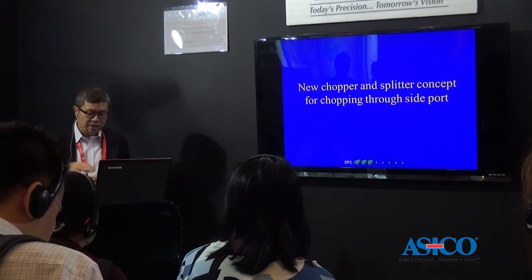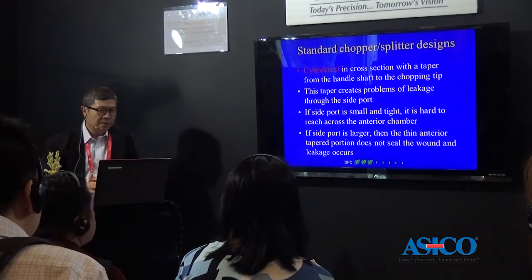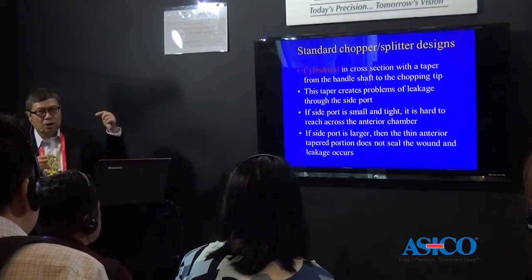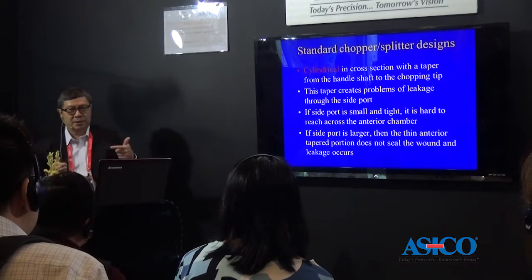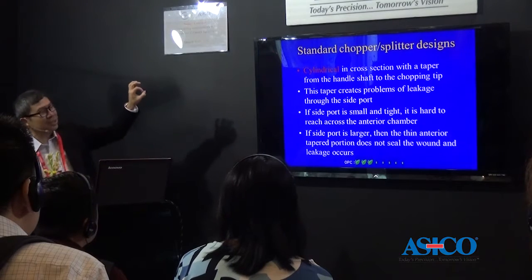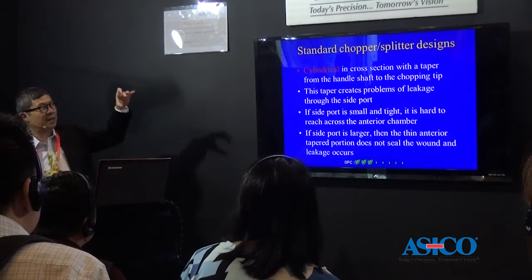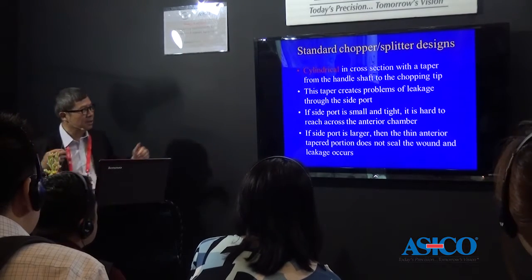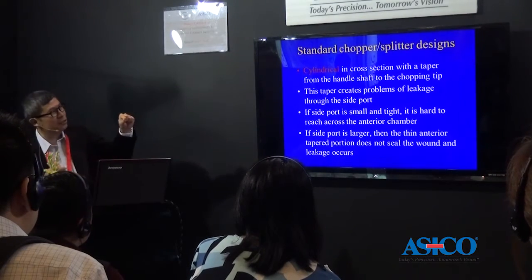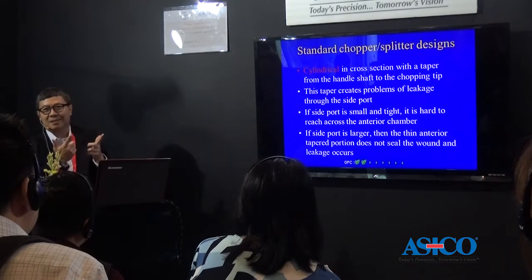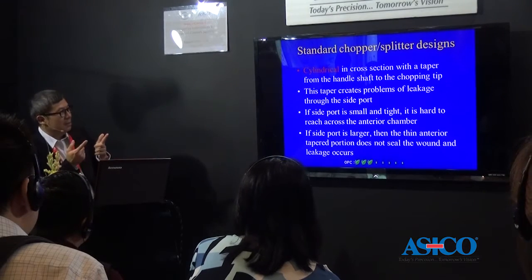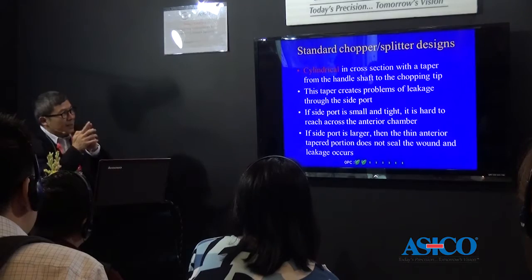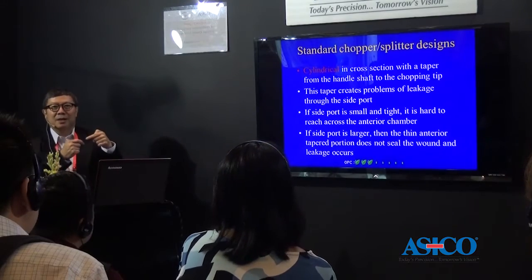Okay. Now, why is there an issue with side ports? Well, if you think about standard chopper or splitter designs that you put through the side port, they are usually cylindrical in cross section and they have a taper. Why is this taper an issue? Because when the thin part of the instrument is in the wound, it can leak, right? And if you make it too tight, then you can't put the instrument into the eye.